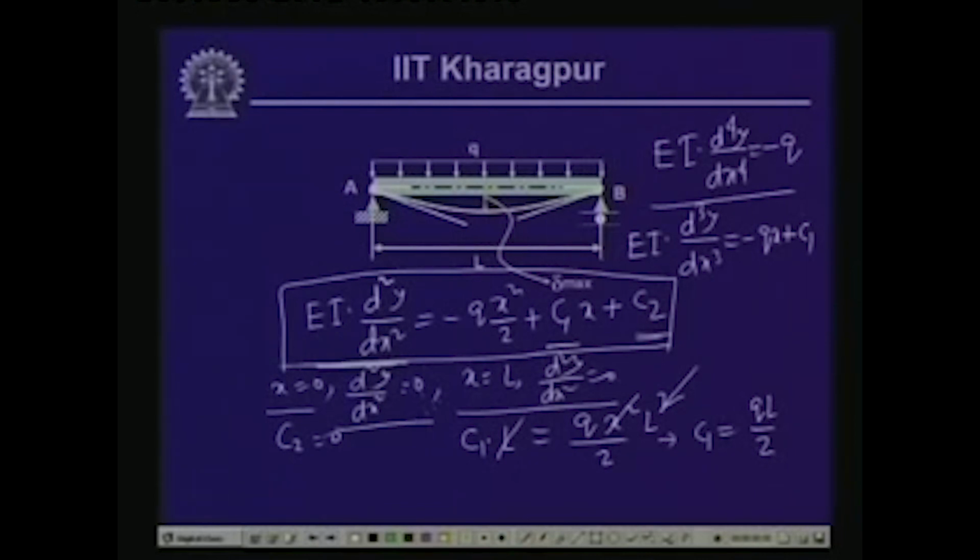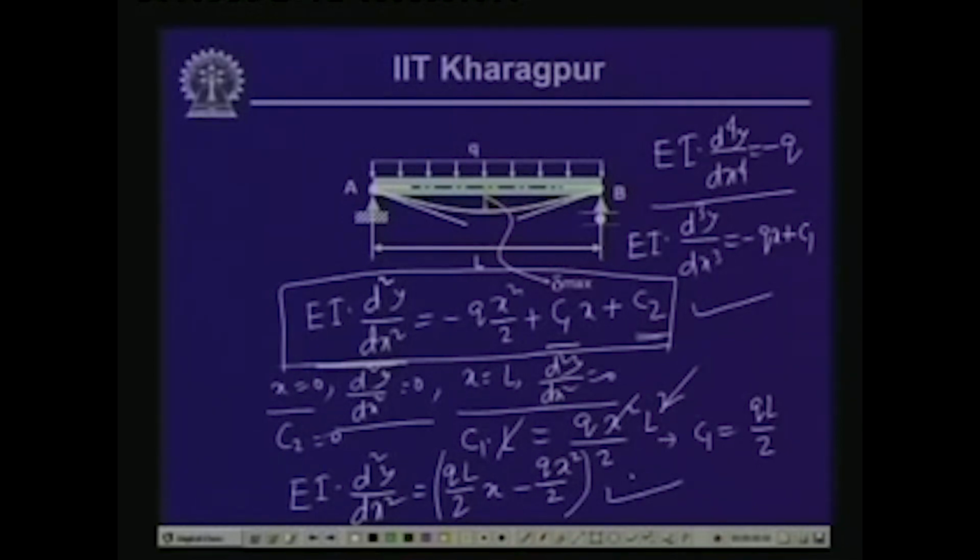Hence, the expression that we get is EI d2y dx2 equals QL by 2 x minus q x square by 2. Now, this is the expression of the bending moment, the equation which we had started with in the previous case.